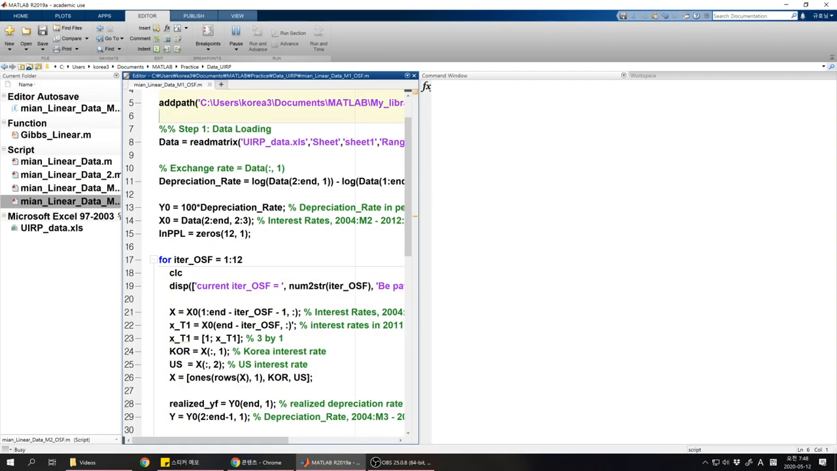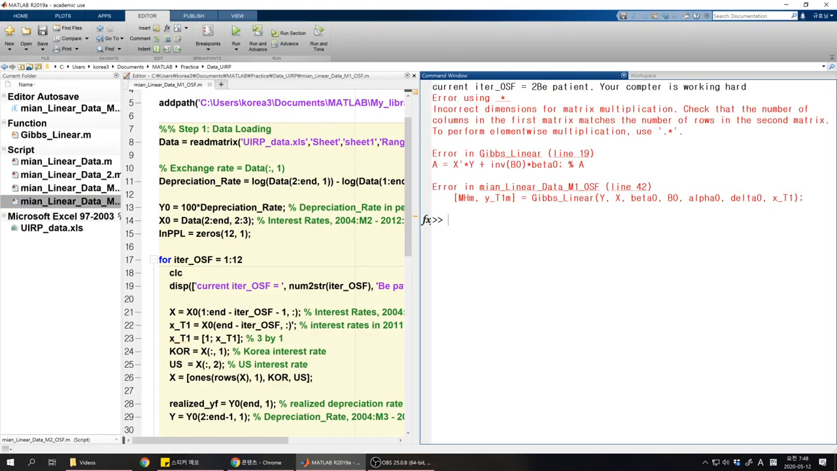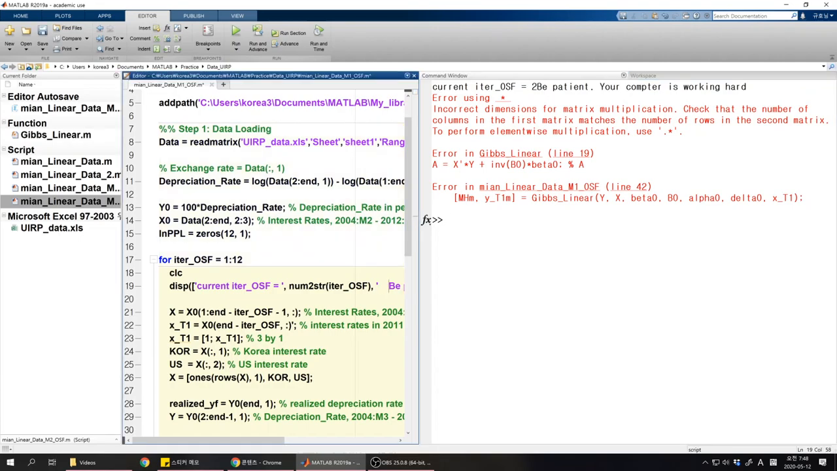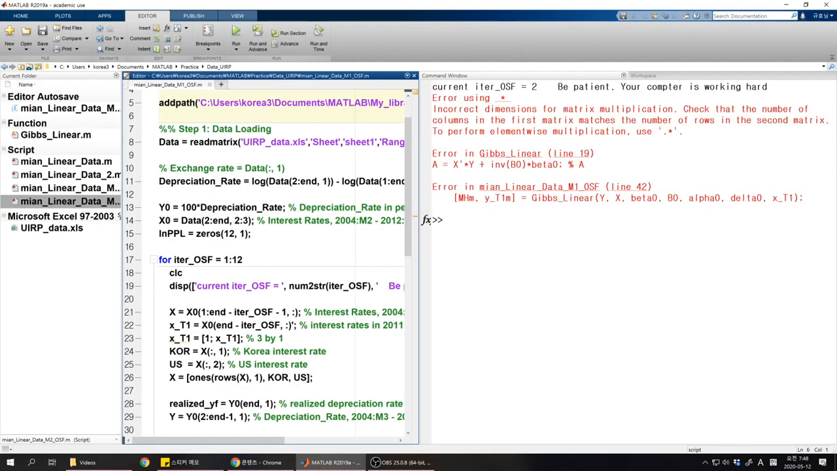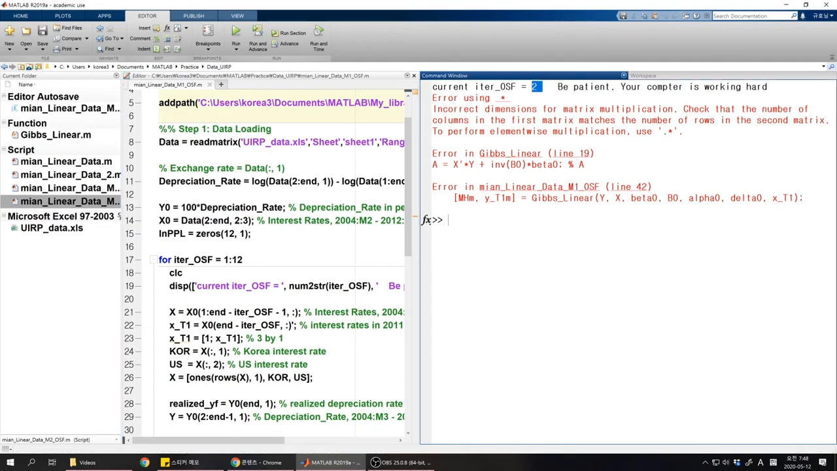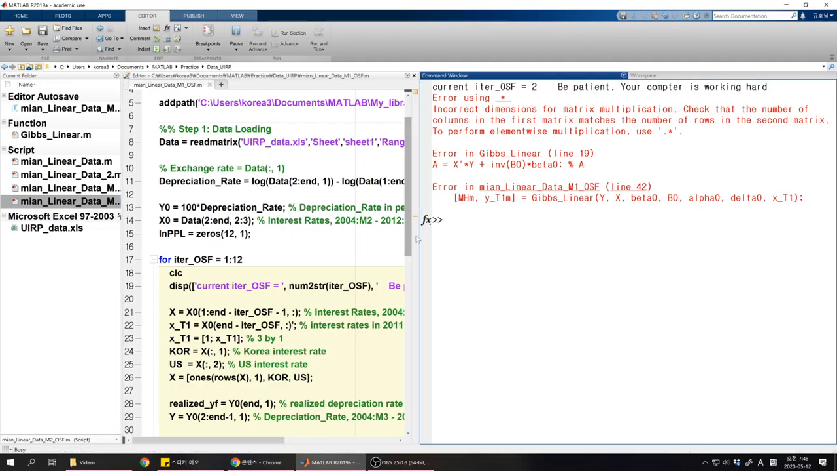Why can I not see anything? Again, this is because of the... Oops. Okay, I have to put some space here, and then where is the error? Okay, let me run this again. Okay, in the second iteration there is an error. Why? Here, line 19. Line 19 is here.